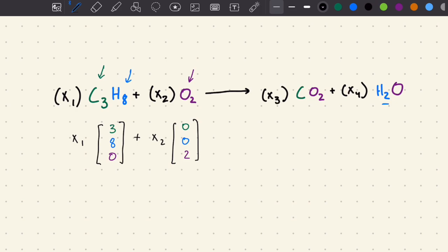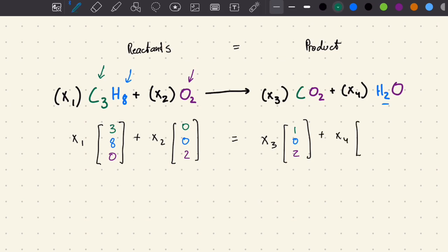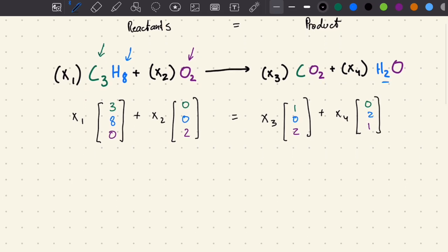And remember, because this is a chemical reaction where these are the reactants, and this is the product, they're both equal to each other. Again, by the golden rule, the law of conservation of mass. So, this is equal to x3 times 1 carbon, 0 hydrogen, and 2 oxygen, plus x4 times 0 carbon, 2 hydrogen, and 1 oxygen. Perfect. Now we have the vector equation all set up.